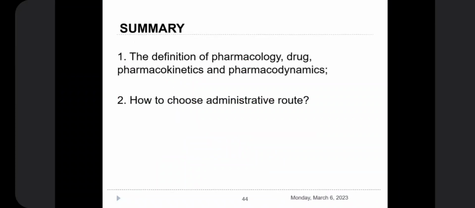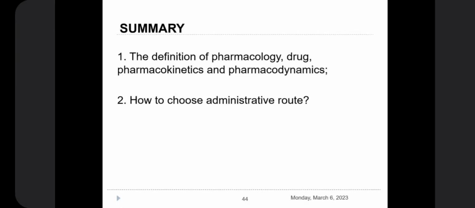Okay, in this chapter, we have two aspects. One, I have given you some basic definitions in pharmacology. At least you should master this one: pharmacology, the drug, pharmacokinetics, and pharmacodynamics. The next content is about the administrative route. I think there's no need to master all of them.